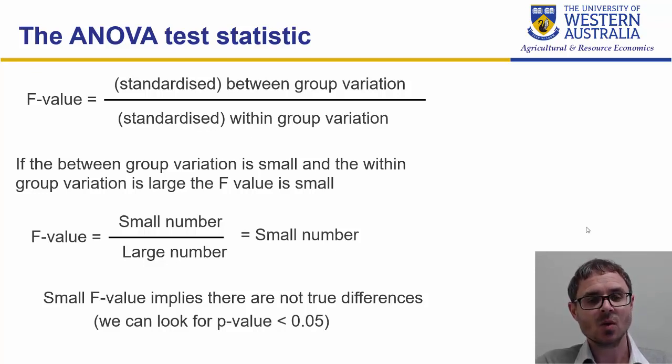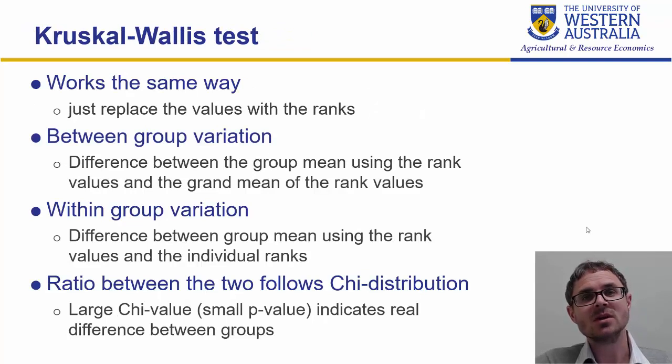So how does our Kruskal-Wallis test work? Our Kruskal-Wallis test works in exactly the same way as our ANOVA does, except we replace the actual values with their rank observations. So we're looking at the difference between the group mean ranks and the grand mean rank. We replace the individual numerical values with their rank order. Very similar to the way that we've worked with our Mann-Whitney and with our Wilcoxon test.